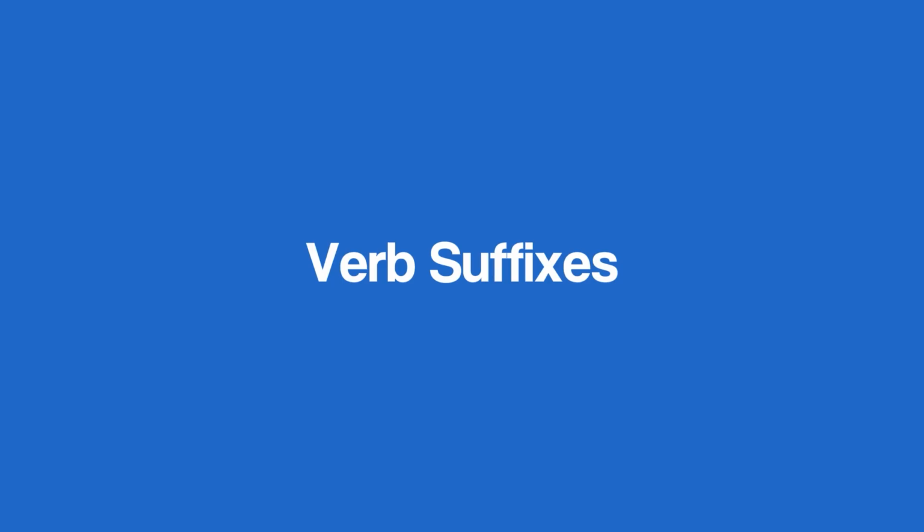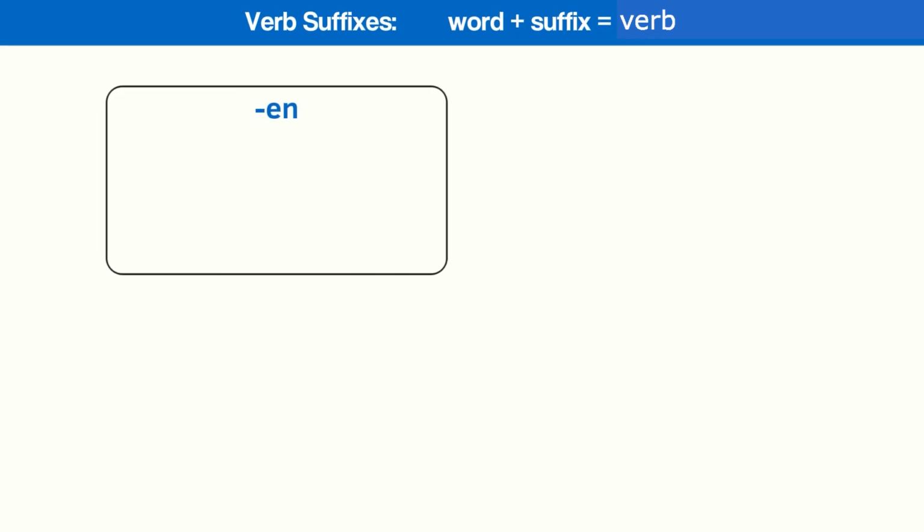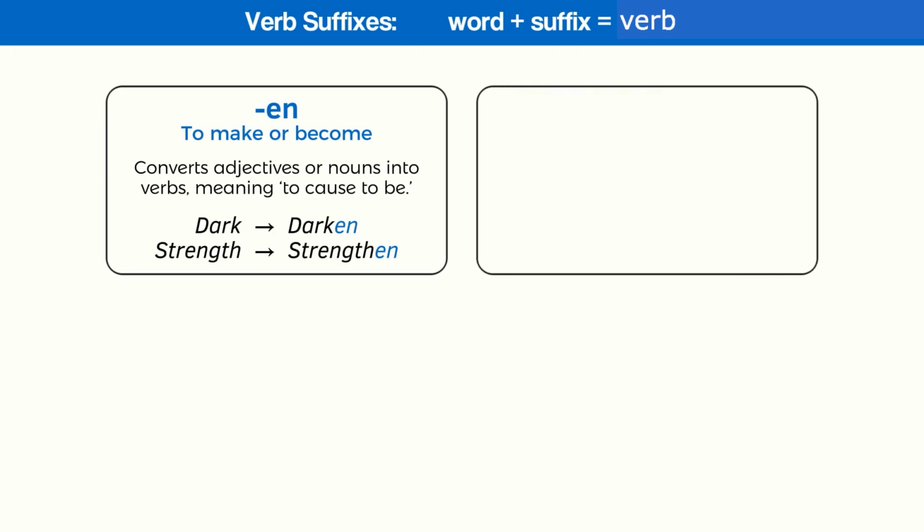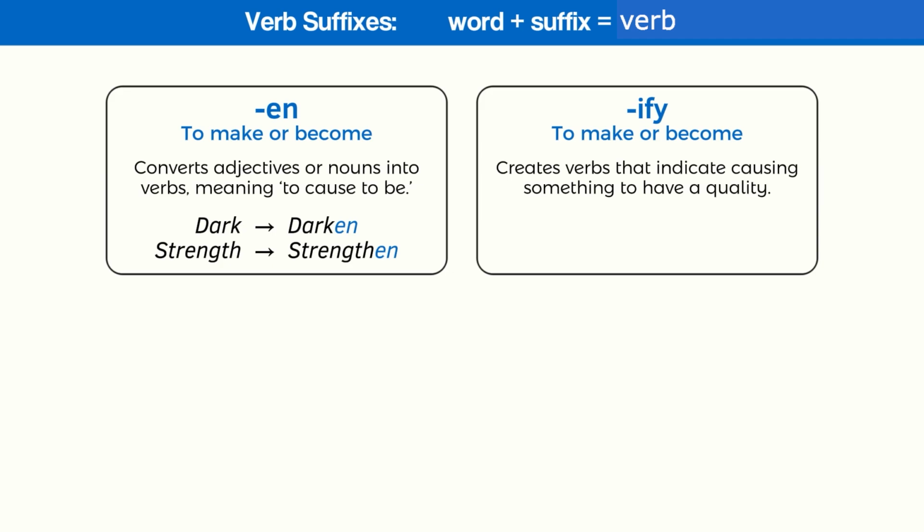Verb suffixes. The suffix en means to make or become. Converts adjectives or nouns into verbs, meaning to cause to be. Examples: dark, darken, strength, strengthen. The suffix ify means to make or to cause to become. Creates verbs that indicate causing something to have a quality. Examples: simple, simplify, beauty, beautify.